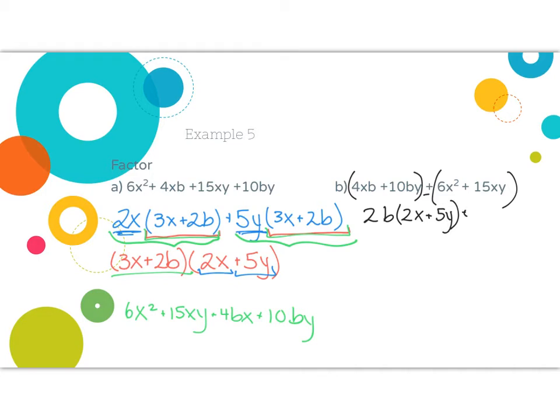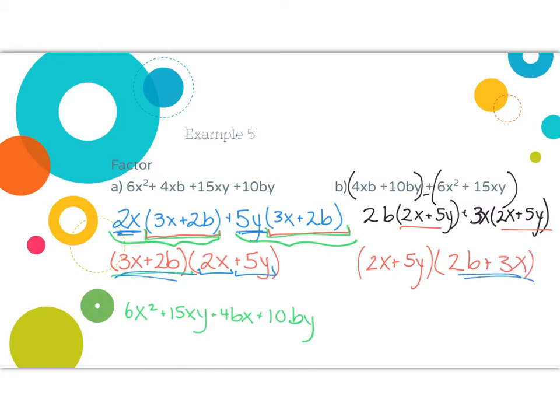In our second binomial here, we can take out a 3x. Oopsie, I don't need a bracket there. We can take out a 3x, and we'll be left with 2x plus 5y. We always want to try and get what's left of our binomials to be the same. Otherwise this doesn't work because, again, we're going to factor out the 2x plus 5y from both terms now, and we're going to be left with 2b plus 3x. Now, 2b plus 3x is the exact same thing as 3x plus 2b. I can write them either way.